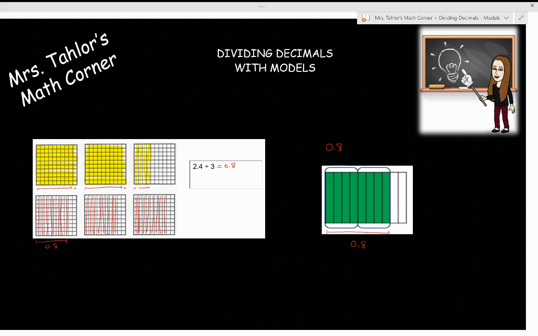I can see that there are 2 groups. Inside of each group are 4/10. 1, 2, 3, 4. 4/10. 1, 2, 3, 4/10. So I have 8/10 divided by 4/10. I can see that there are 2 groups of 4/10. So this model shows me 8/10 divided by 4/10 equals 2.